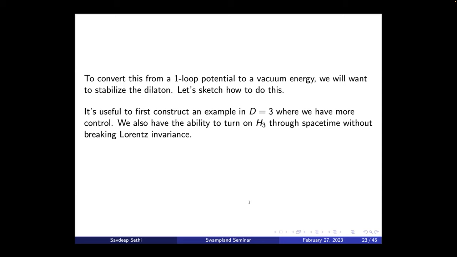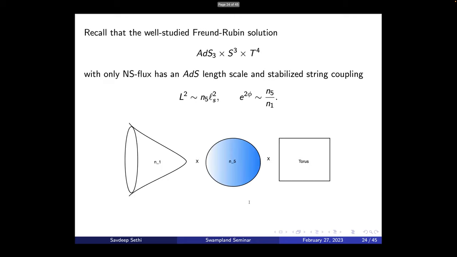It's useful to construct first an example in three dimensions, because there we have this extra ingredient of being able to thread an H3 through spacetime without breaking Lorentz invariance. You can try and do this in other dimensions using Ramond fluxes, but then the worldsheet description becomes much more subtle to deal with. So let me recall the well-studied Freund-Rubin solution, AdS3 cross S3 cross T4. And let's study this in type IIB, with only an NS flux.